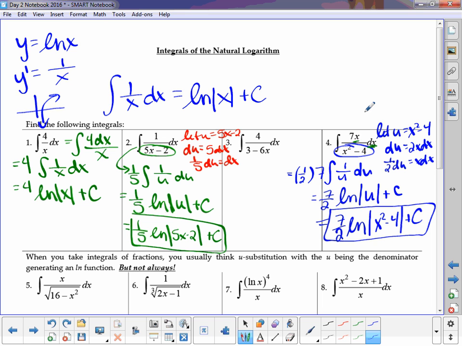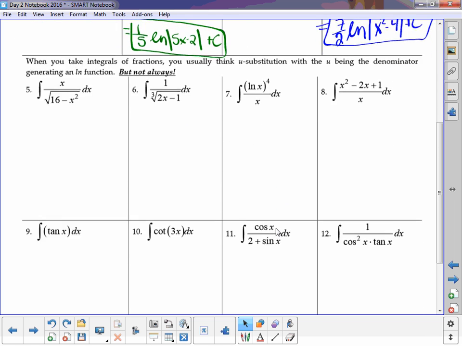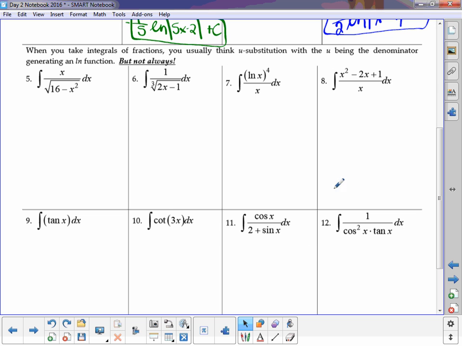Okay. So now let's take a look at number 5. Number 5 says when you take integrals of fractions, you usually think u substitution with u as your denominator, generating a natural log function. But that's not always the case. So don't force the natural log when you don't need the natural log. Let's take a look at number 5.